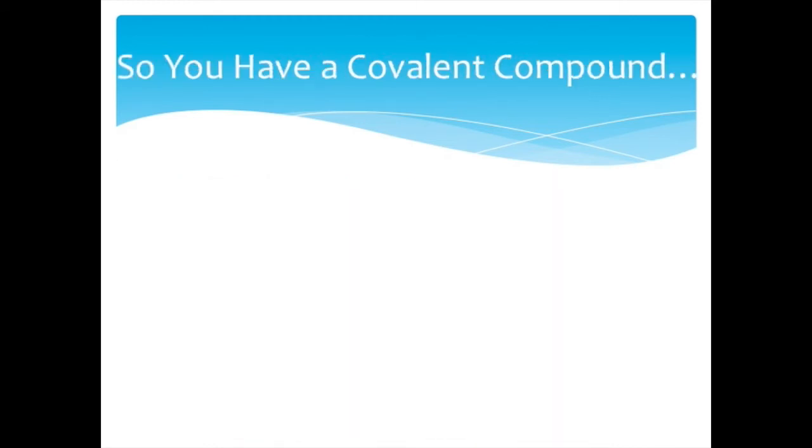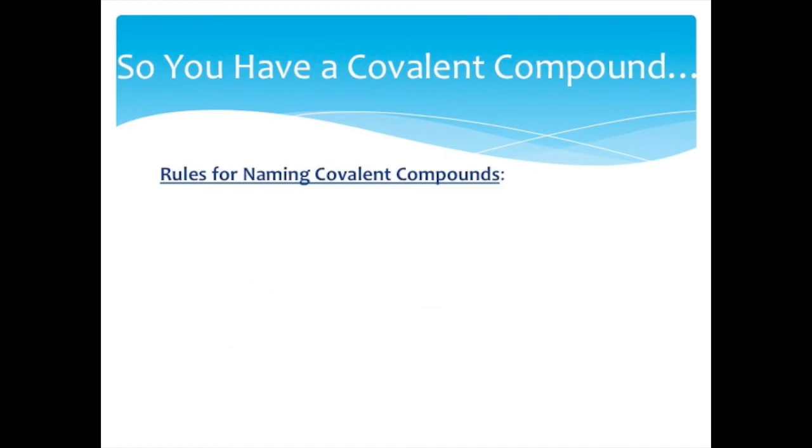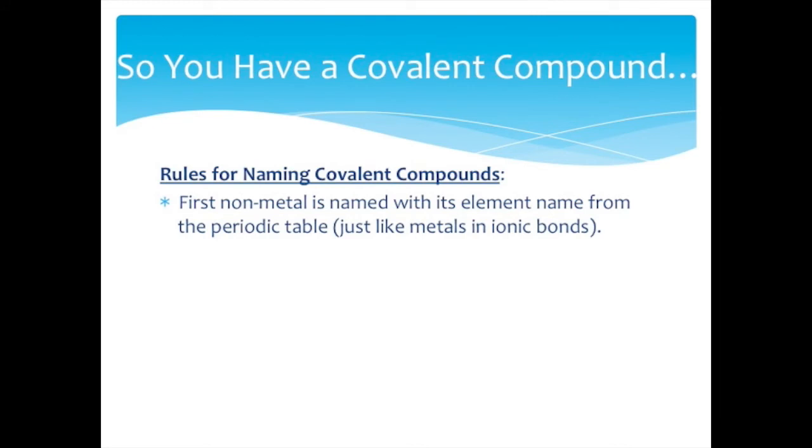So if you have a covalent compound, you must have a bond between two nonmetals. There's no other way you can get a covalent compound. Some examples of what some covalent compounds might look like would be PBr5, CCl4, H2O, and CO2. The rules for naming covalent compounds are slightly more simple than naming ionic compounds, but there are a few similarities. Just as the metal in an ionic bond, the very first nonmetal listed in the chemical formula gets the name just straight from the periodic table.